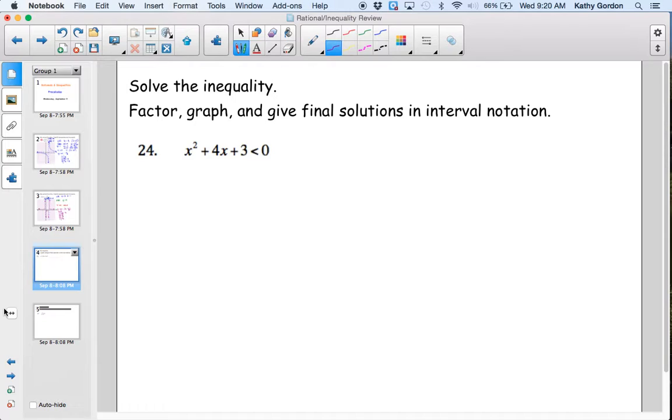All right, so the first inequality, number 24, is a quadratic. Okay? Unfortunately, once you get beyond linear inequalities, you cannot just say, oh, let me find the answers as if it was an equation, and then we'll just say all the answers are less than 0. It doesn't work that way. Okay? So, what do we need to do?